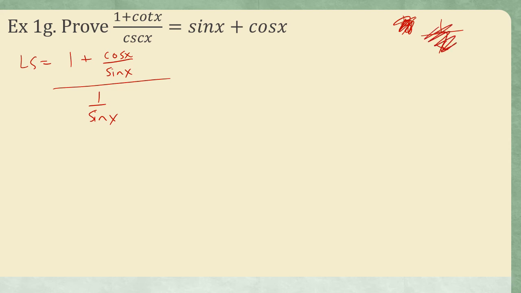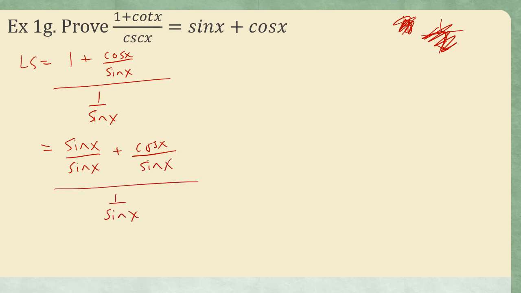Anyways, looking at the top, I need a common denominator, which would be sin x. So what do I change the 1 to? Sin x over sin x, right? Then cos x over sin x, all over 1 over sin x. Working with the top, you have your common denominator, sin x plus cos x over sin x.